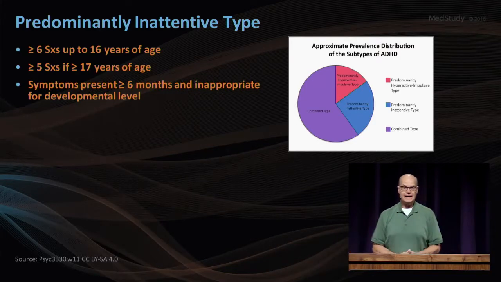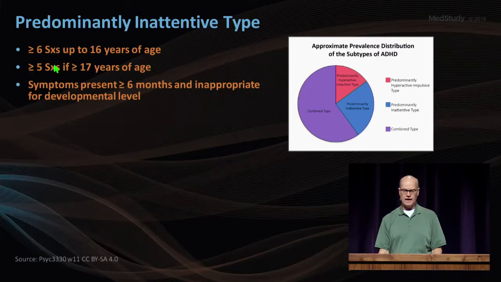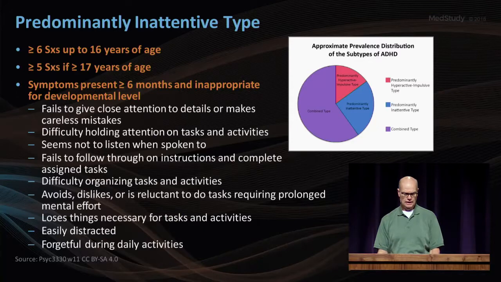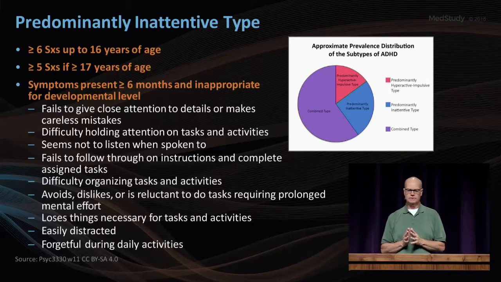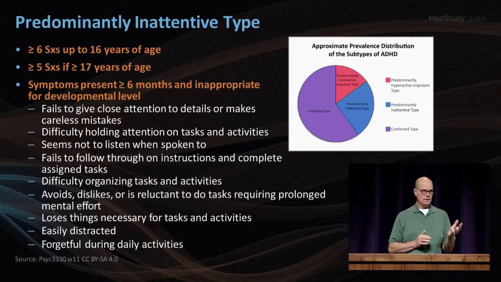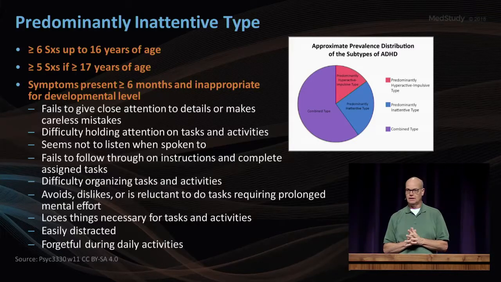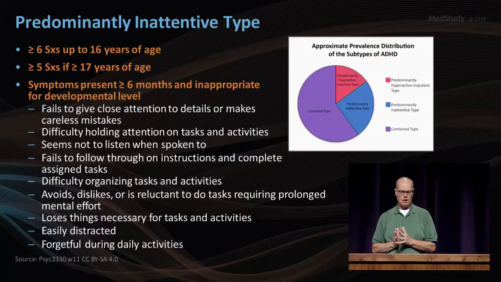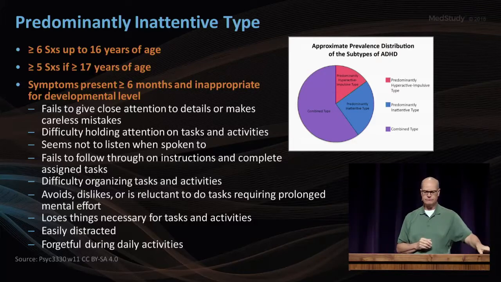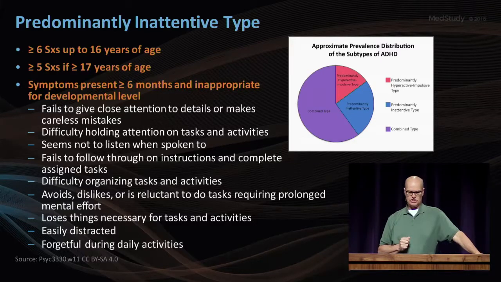In regards to the diagnosis of ADHD, either 6 or 5 symptoms must be present depending upon the age of the individual. These are the symptoms of the inattentive type, and basically it centers around difficulty with attention, not only beginning with attention, but maintaining attention, doesn't seem to listen, always distracted, does not follow through with tasks, etc.